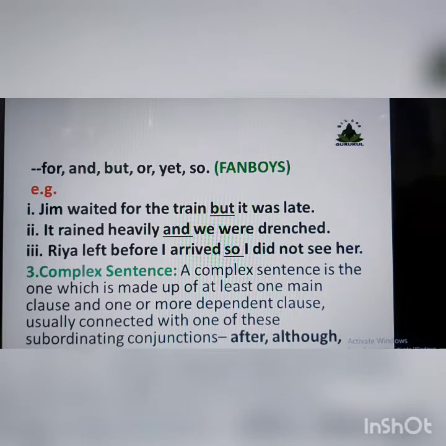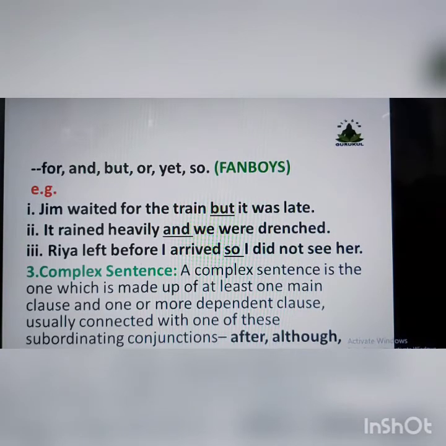Let's take one more example. Ria left before I arrived, so I did not see her. In this sentence, Ria left before I arrived is one simple sentence. I did not see her is the other simple sentence, and these two simple sentences are joined by the coordinating conjunction so. So now it has become a compound sentence. Ria left before I arrived, so I did not see her.